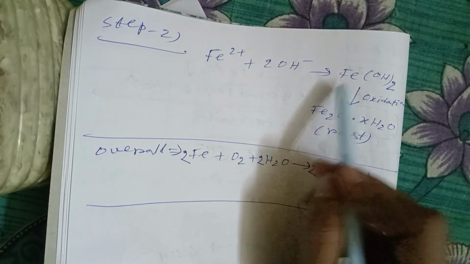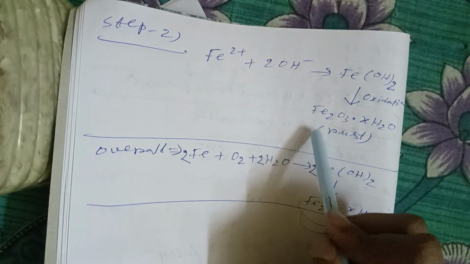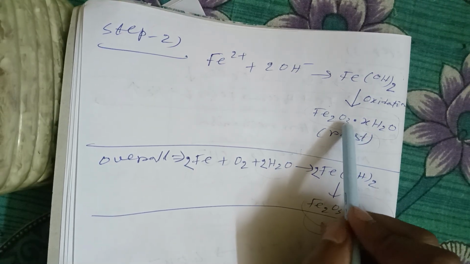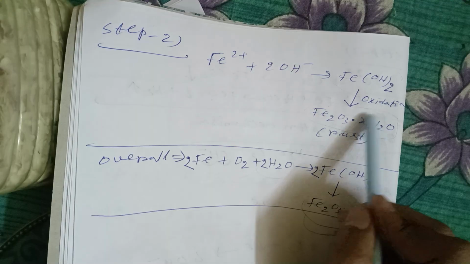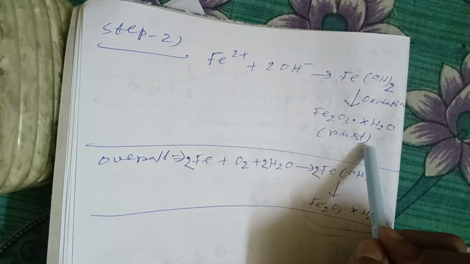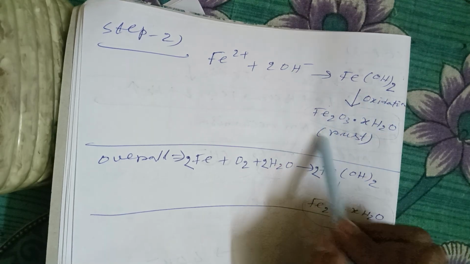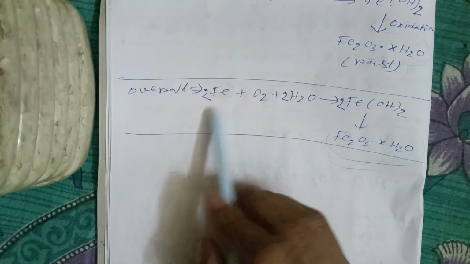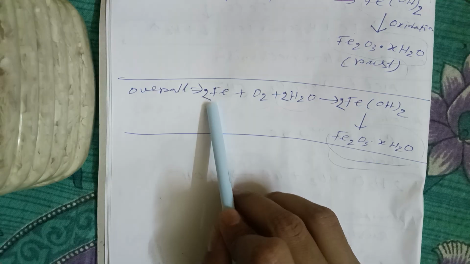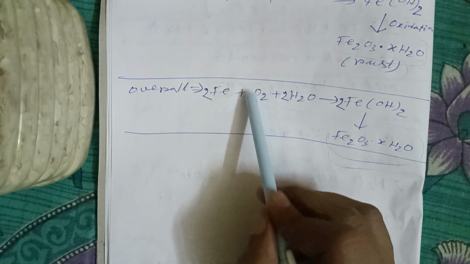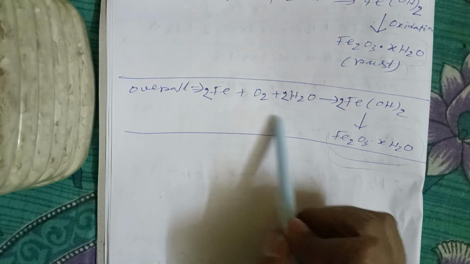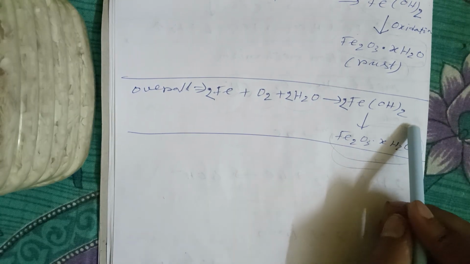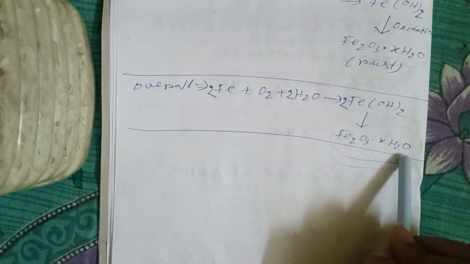Further oxidation of this ferrous hydroxide gives ferric oxide, and some crystal water is also present, and this is actually called rust. So overall the iron will react with the environmental oxygen and moisture to produce ferrous hydroxide, which will be further oxidized to rust.